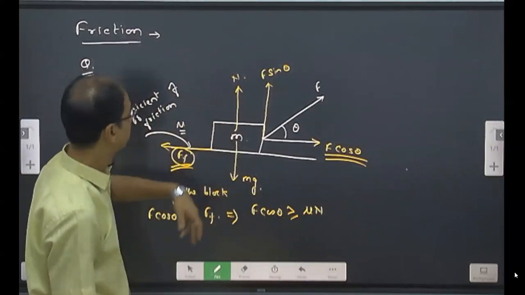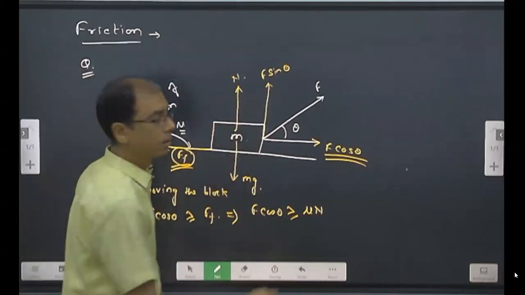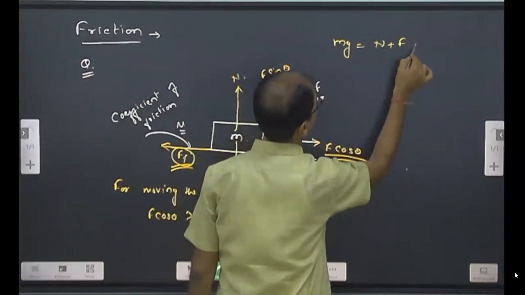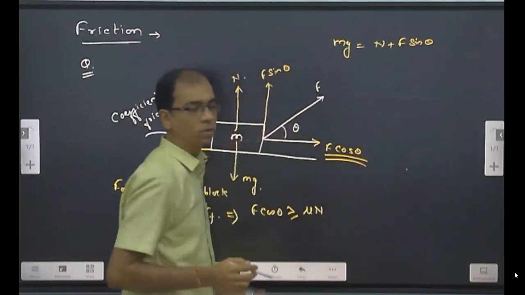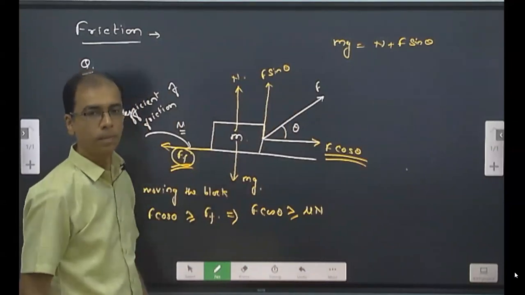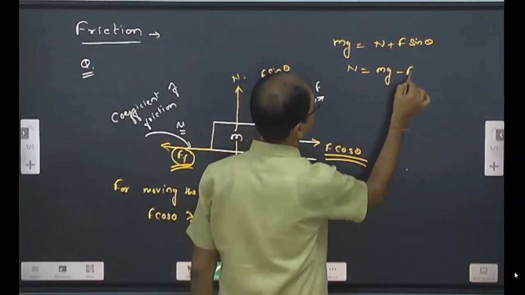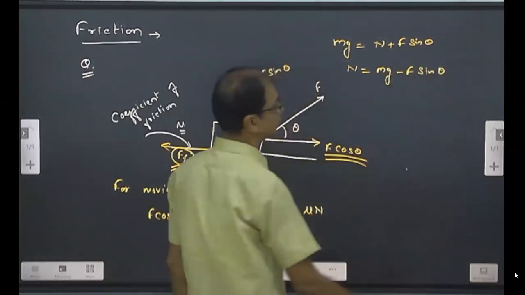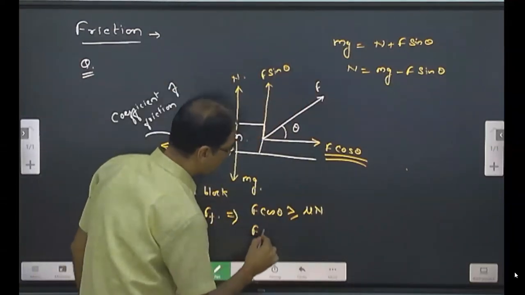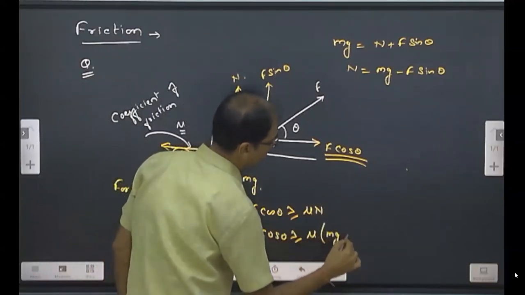Now, what is N in this diagram? mg equals N plus F sin theta. Why can we write like this? Because there is no motion vertically. Vertically, it is in equilibrium. So N plus F sin theta equals mg, so N is mg minus F sin theta. We'll put this in. Then what is coming? F cos theta is greater than or equal to mu times (mg minus F sin theta).